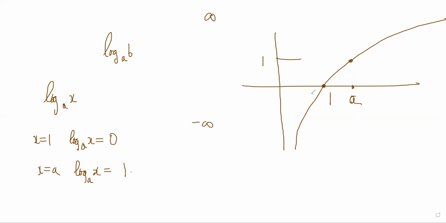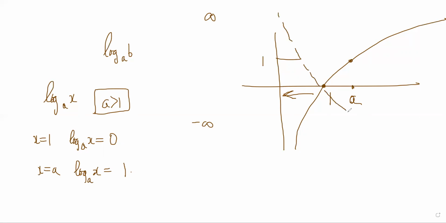And if you come lower than 1, when x is less than 1 and greater than 0, you will have negative values if your base was greater than 1. If your base was greater than 1, this is the graph. Even if your base is less than 1, actually the graph will be like this.